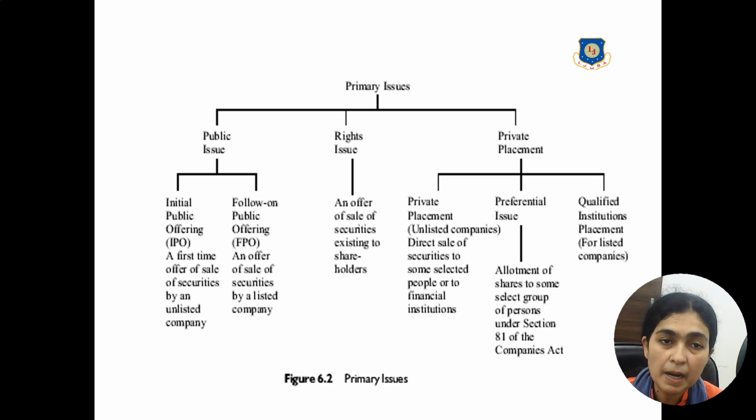So in general, the primary issues are categorized into three categories. The first category is known as public issue, the second category is known as rights issue, and the third category is known as private placement.